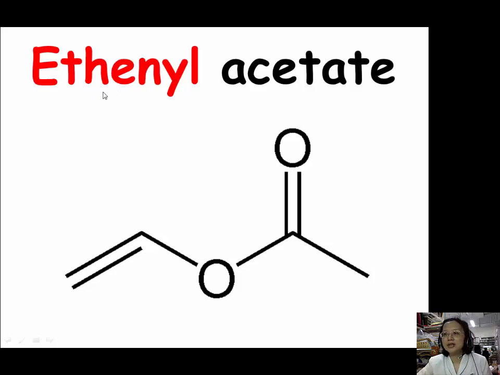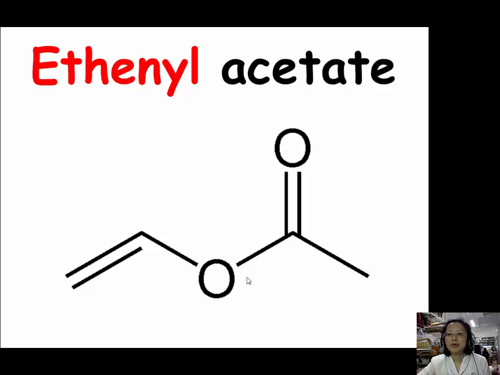For alkene, our example is ethylene acetate. See that it changes because ethylene has two carbons, so it's ethylene acetate. Ethylene acetate is the IUPAC name for vinyl acetate. It is an organic compound with the formula CH3CO2CHCH2. It is a colorless liquid with a pungent odor. It's the precursor of polyvinyl acetate.